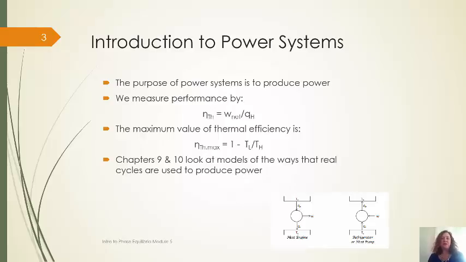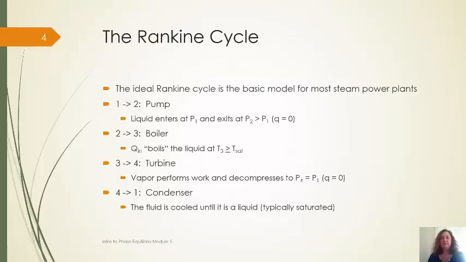Earlier in the book, we've looked at models of the way that real cycles produce power. The Rankine cycle is a very common model as a starting point for how we can do this. Typically, these are done with steam. The steam might be heated by coal. There are several coal plants in, say, Oklahoma. They might be heated using natural gas in other parts of the country. But the steam is the operating fluid in this cycle.